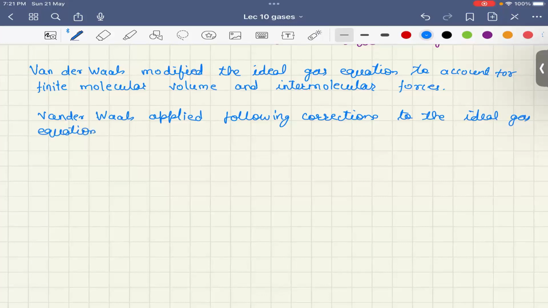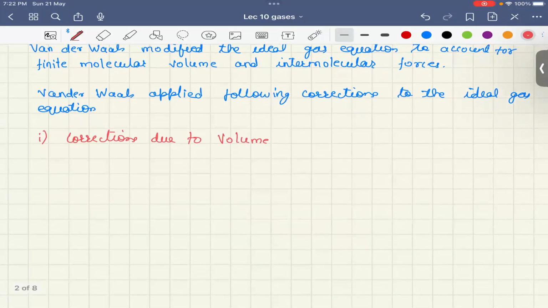The first one was corrections due to volume. In this, the volume occupied by the molecules cannot be neglected in comparison to the total volume. This means that the molecules are not free to move in the whole volume V, but the free volume is less than the observed volume. In other words, the volume available to the gas is less than the observed volume.